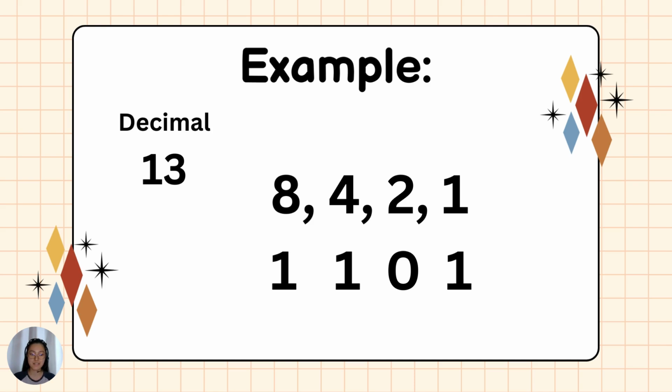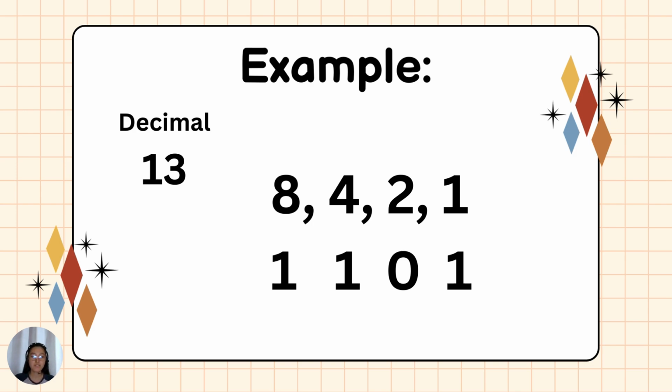Doubling number 1, the result would be number 2. Doubling 2 is 4. Doubling 4 is 8. And if we proceed to doubling number 8, it would result in 16. Since we are just going to find the decimal number 13, we will not exceed to 16. We will not proceed to the next number. We will just stop at number 8.